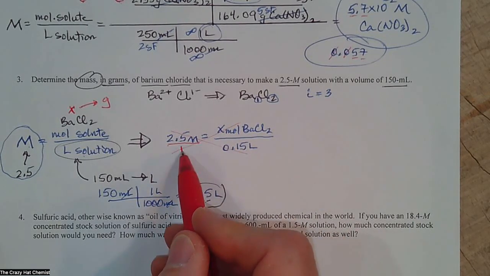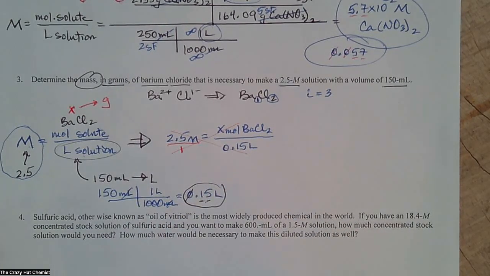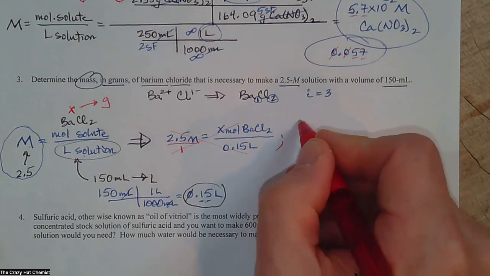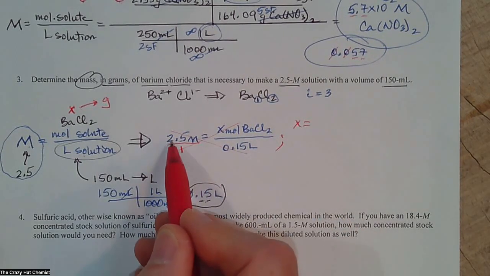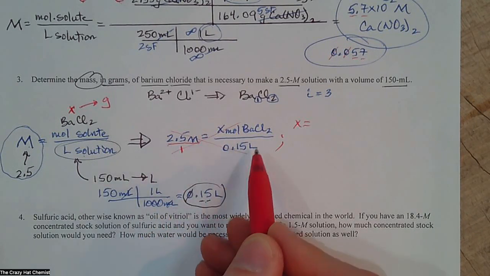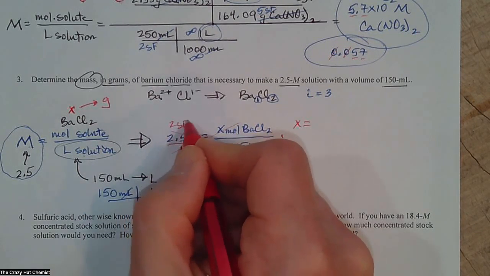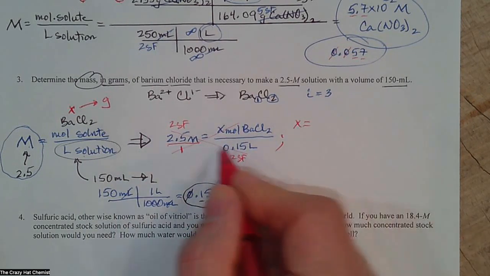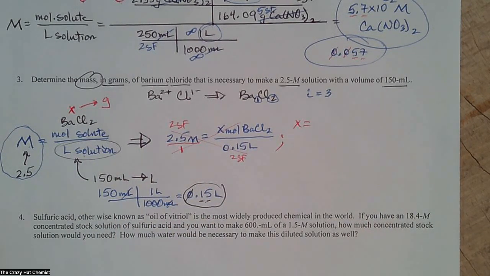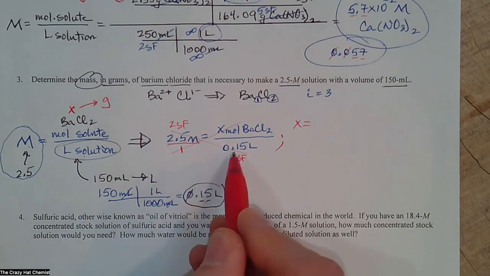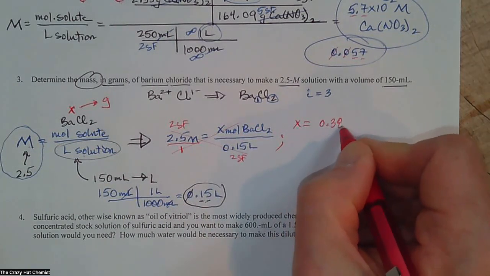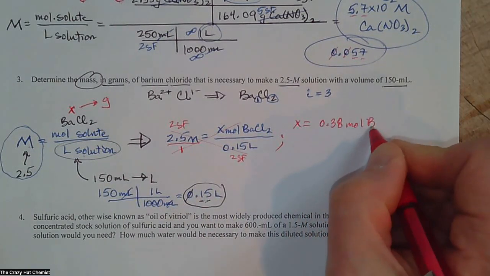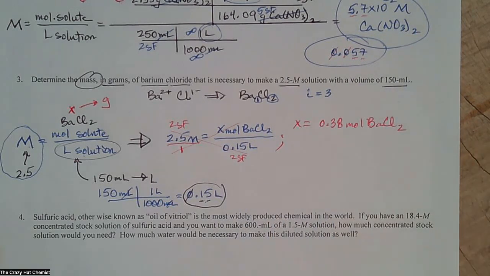Okay, and so X times 1 is going to be X. Fair enough. So X is equal to the moles of barium chloride. Now I'm going to type into my calculator 2.5 times 0.15. Both these numbers have 2 significant figures, so I'm going to end up getting two significant figures. 2.5 times 0.15 is equal to 0.38, and that's moles of the solute, which is the barium chloride. So that's what we should have now.